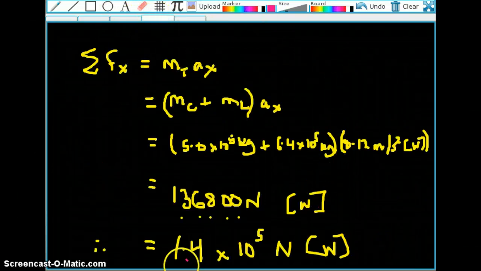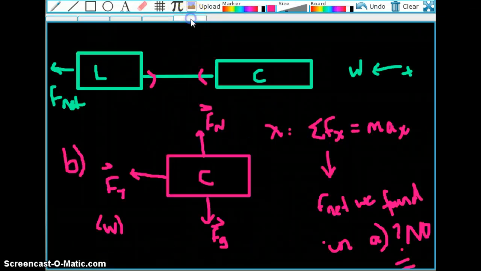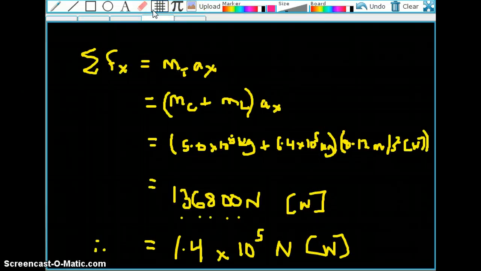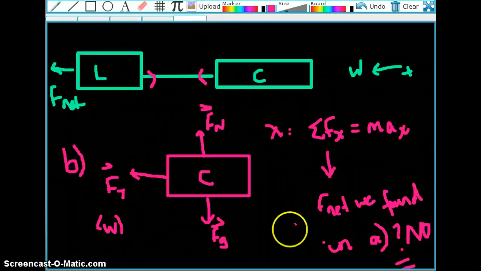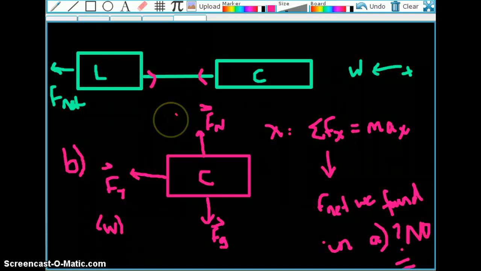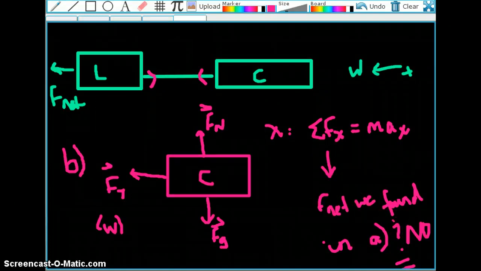It's not 1.4 times 10 to the 5 newtons. 1.4 times 10 to the 5 newtons is the net force for the car and the locomotive, which is why we use the mass of the car and the mass of the locomotive, right? But in this case, as you can see from our free body diagram, we're not taking into account the locomotive at all. We're just looking at the car. So how can you use the same net force when we're not even thinking about the locomotive? So no, it's not the same F net.